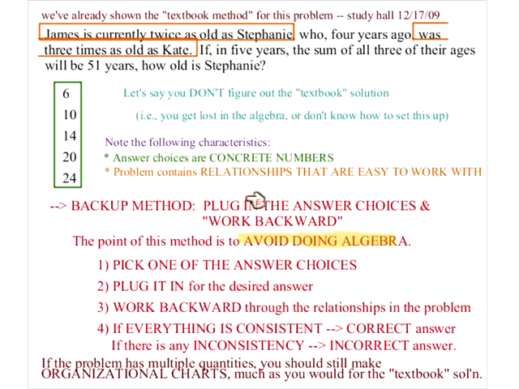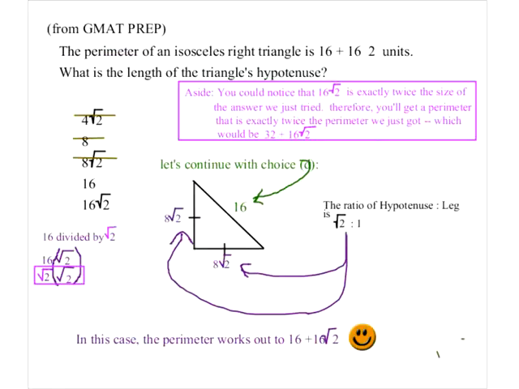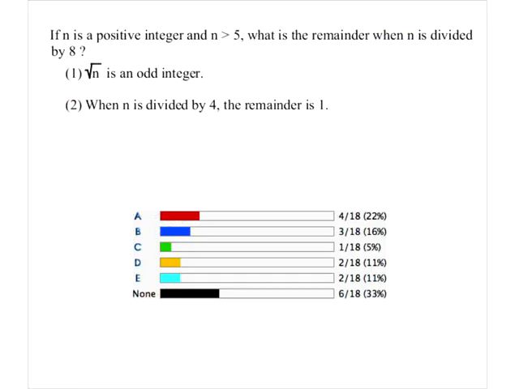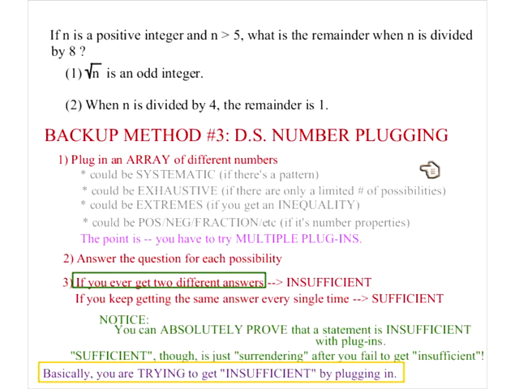The first backup method is plug in the answer choices and work backward. The second backup method is pick your own numbers. And the third backup method is number plugging for data sufficiency, which is entirely different. So these three methods together, if you apply them far and wide, can solve close to half of what you're going to see in the quant section in some way or another. They're extremely powerful methods. Especially in problem solving, you can solve up to half of the problems by doing some sort of backwards plugging method. Extremely powerful.